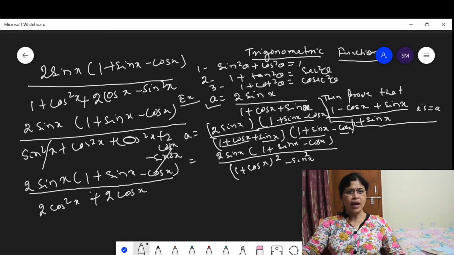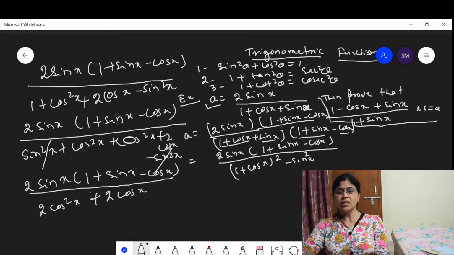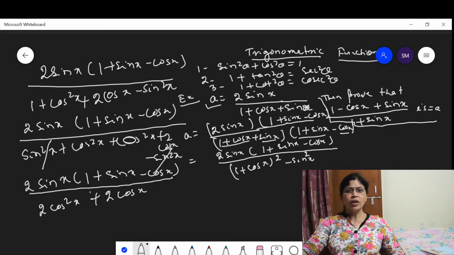Then taking 2 cos x common. Look at what the question says here: you have to prove that this is also equal to A. Then the numerator is the same, but in the denominator this is 1 plus sin x. Here the denominator is different.